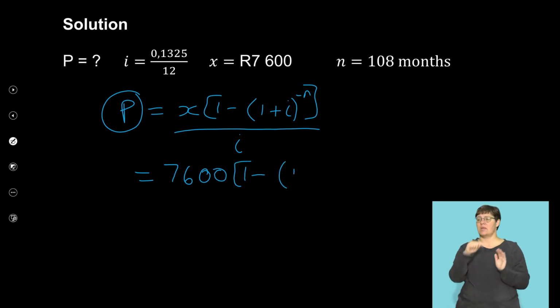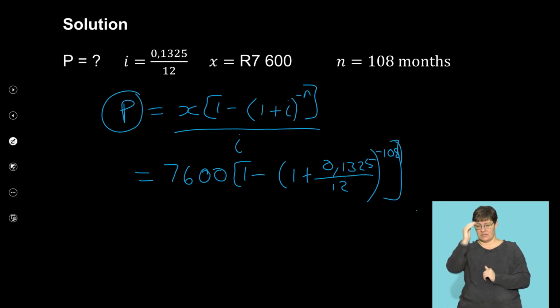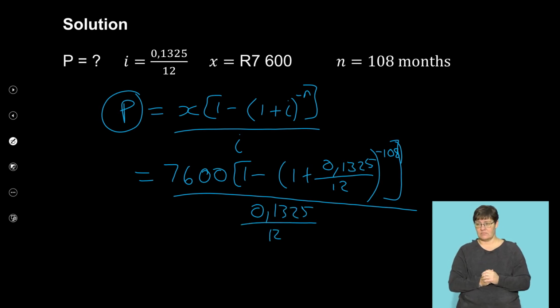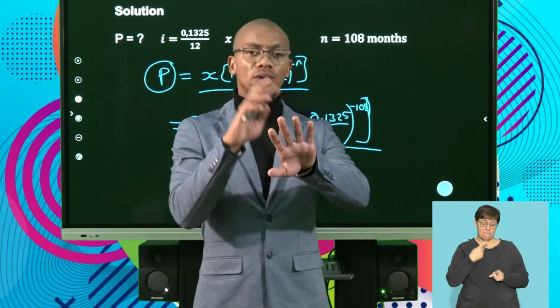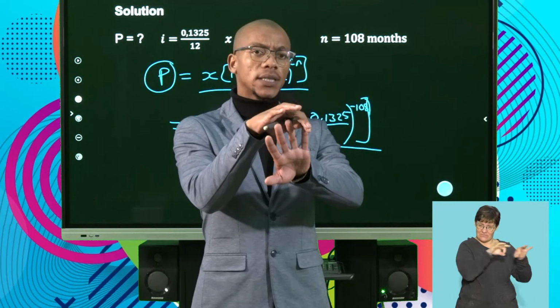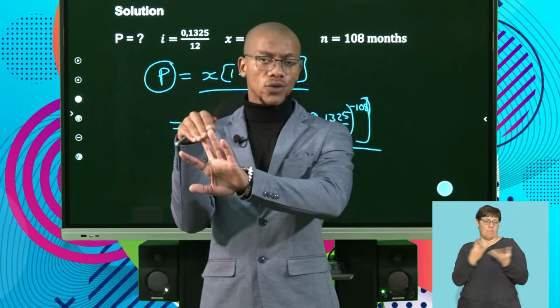1 minus, they were charging me an interest rate of 0.1325, all divided by 12 to the exponent of minus 108. And then this is divided by the same interest, which is 0.1325 divided by 12. Now, guys, let's understand what is happening here. If I was to pay, you remember the very first scenario I spoke about where I said you can use the present value to calculate how much you must borrow from the bank, provided you know how much you want to pay and how long you want to pay it.